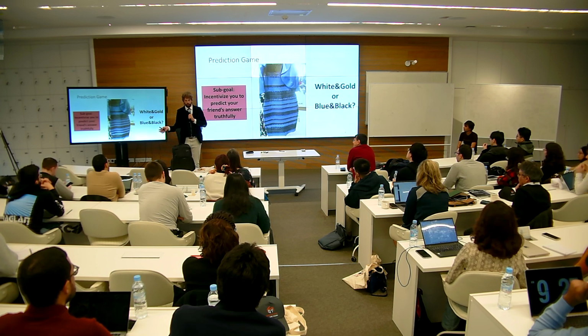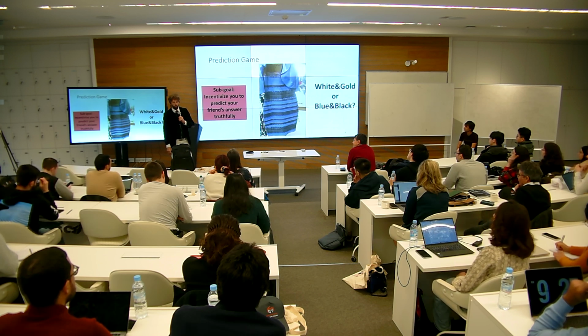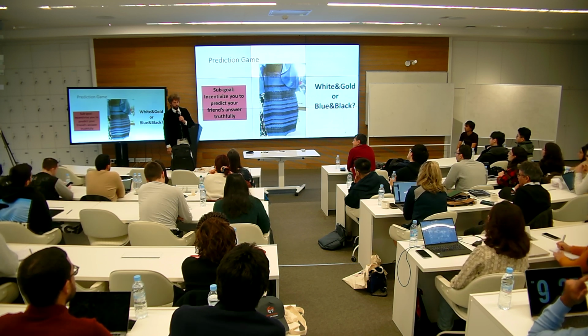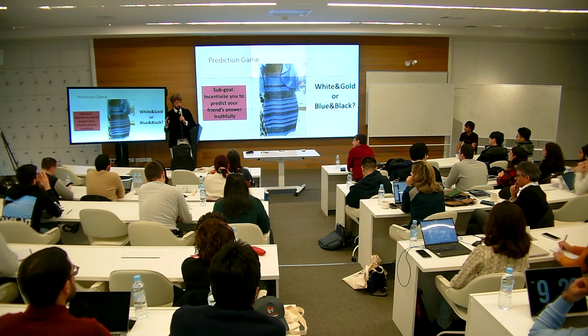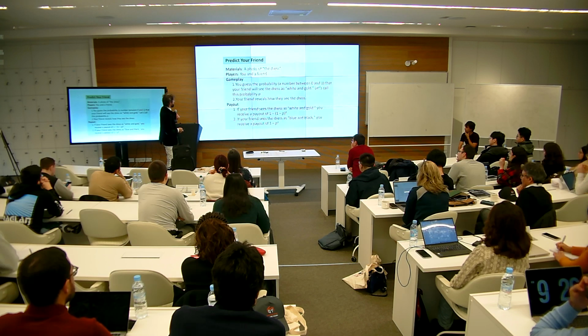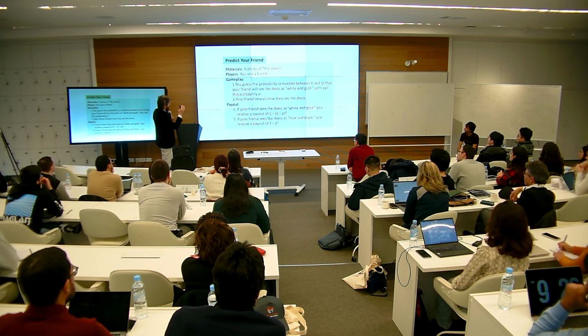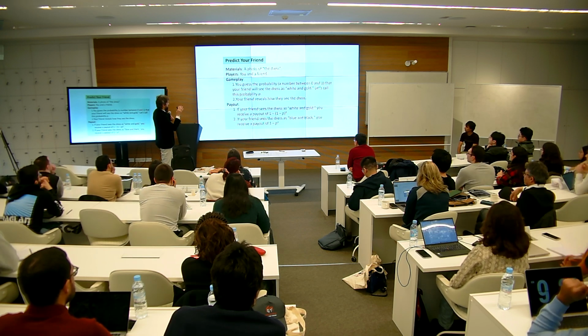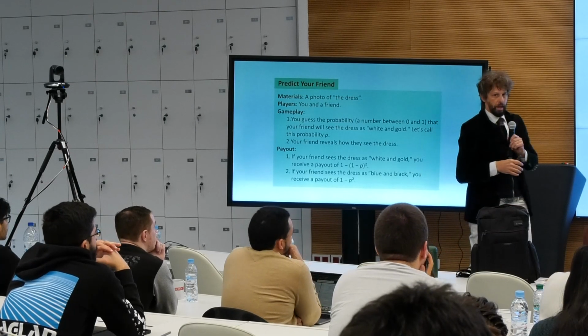Let's ask the question differently. What if instead of asking you what you think, I'm going to ask you what you think your friend thinks? So your friend's report is kind of like the state. The friend either thinks it's one of the color combinations or the other, and I want you to report the probability that your friend thinks it's one of the color combinations. So we have this photo of the dress, you and your friend are playing. I want you to guess the probability, a number between 0 and 1, that your friend will see the dress as white and gold. That was one of the combinations. And then your friend will reveal how they see the dress.